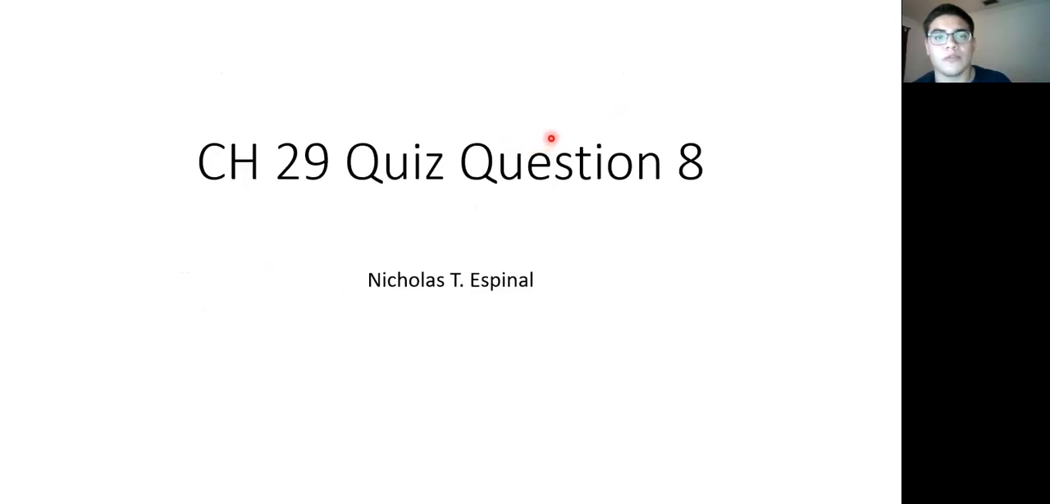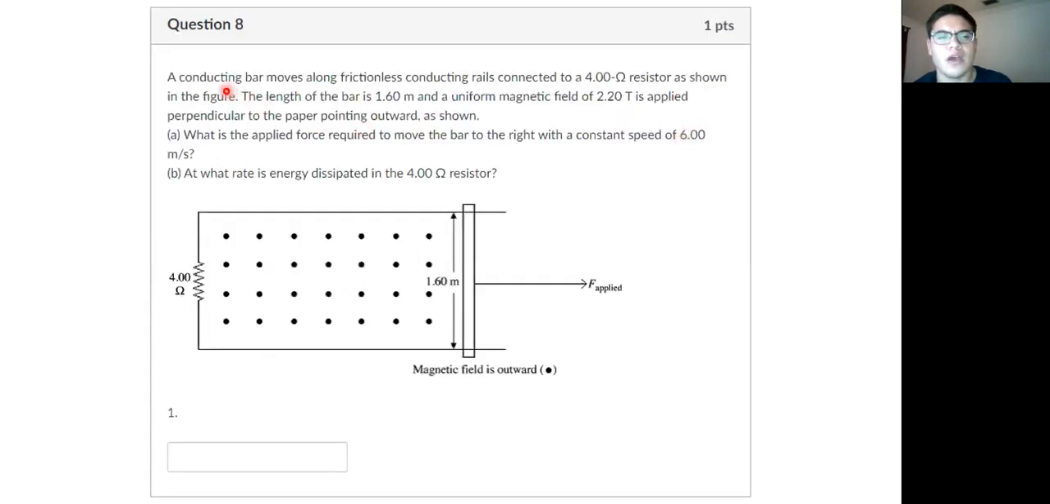This is the 8th question from my Chapter 29 quiz, and this is what it asks. A conducting bar moves along frictionless conducting rails connected to a 4 ohm resistor as shown in the figure. The length of the bar is 1.6 meters, and a uniform magnetic field of 2.20 teslas is applied perpendicular to the paper pointing outward as shown.